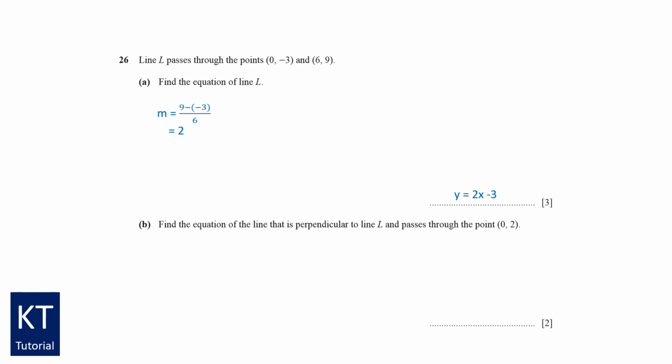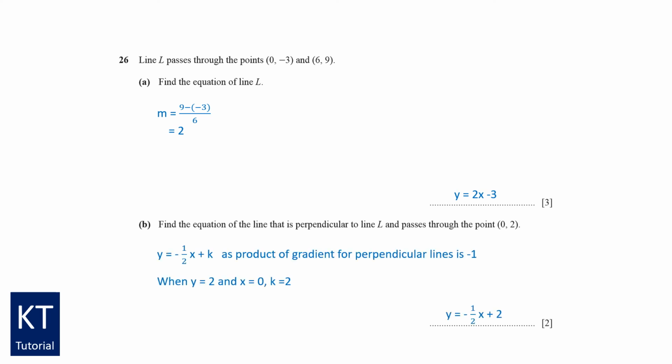Question 26b. Find the equation of the line that is perpendicular to the line L and passes through the point 0, 2. Being a perpendicular line, this line would have the equation y equals minus half x plus k. Knowing that it passes through point 0, 2, when y equals 2 and x equals 0, k can be found. With this, we can identify this line as y equals minus half x plus 2.